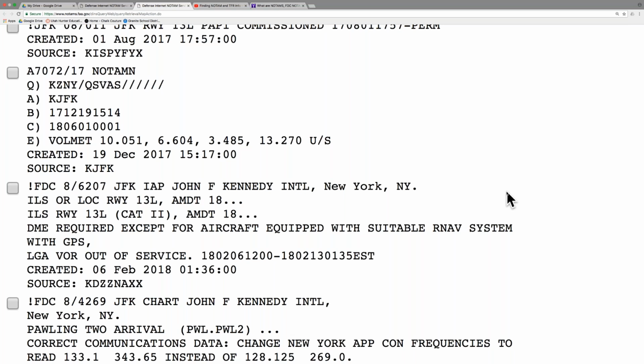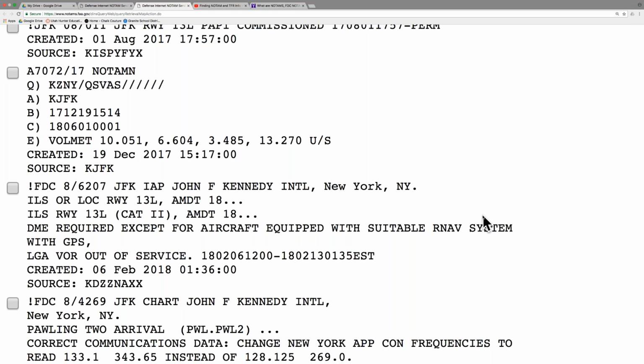I just picture a guy with a typewriter in the back room based on this format. Yeah, and that's, I mean, more or less, right? It's the FAA. They're putting these together.